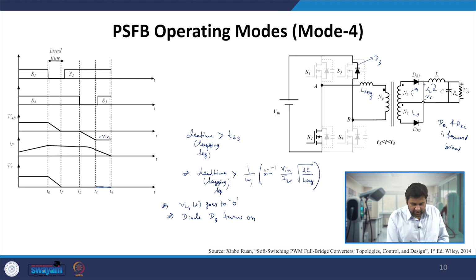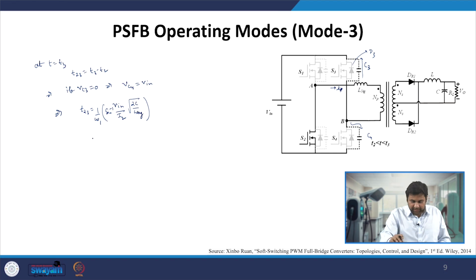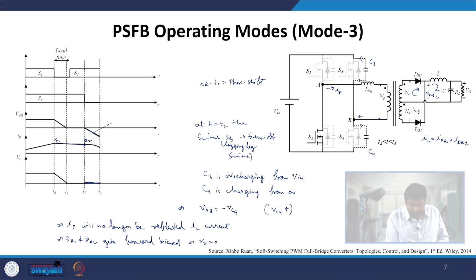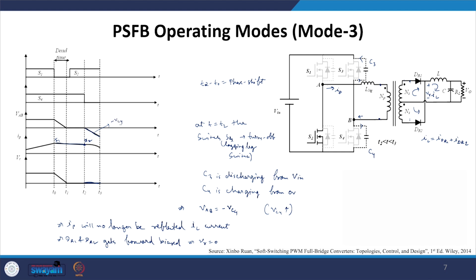We are now applying minus Vin voltage, and here if you look very carefully, my VAB is nothing but, in mode 3, the VAB is nothing but minus Vc4, and since my Vc4 is charging up, the voltage is going towards Vin voltage. Here we have drawn a straight line, but it is not a straight line, it has sinusoidal variation, but for approximations we have drawn a straight line, and similarly for IP also there is slight sinusoidal variation, same as that of the VAB variation.